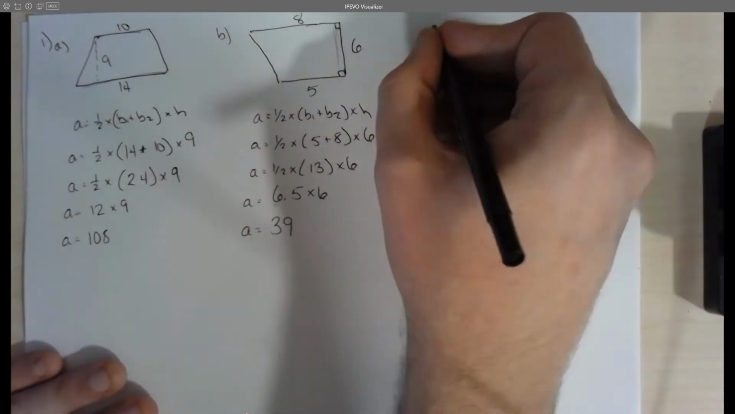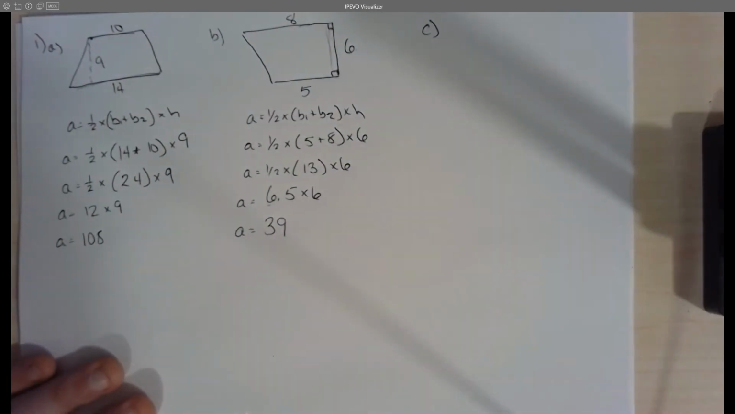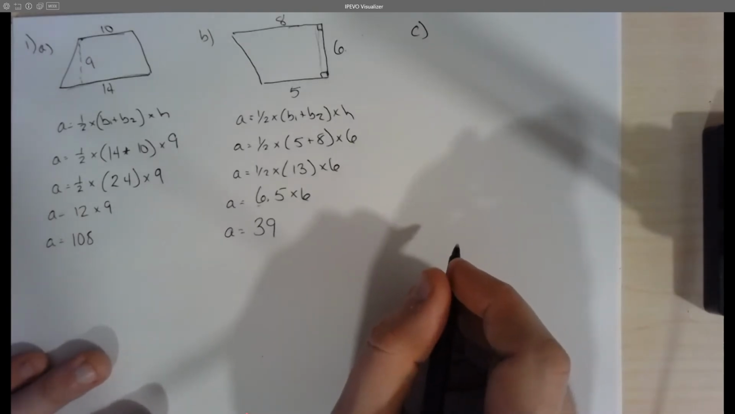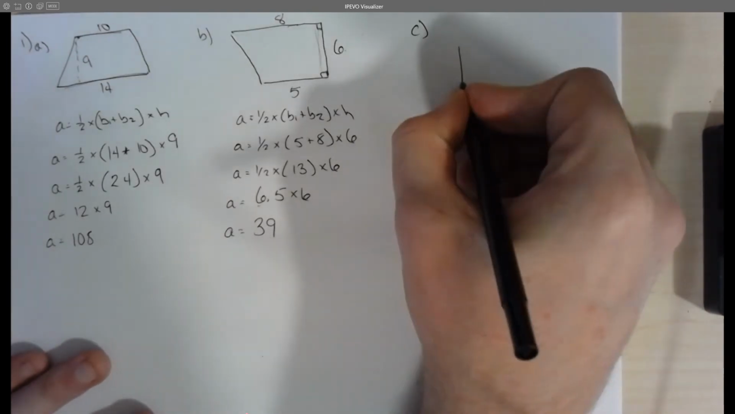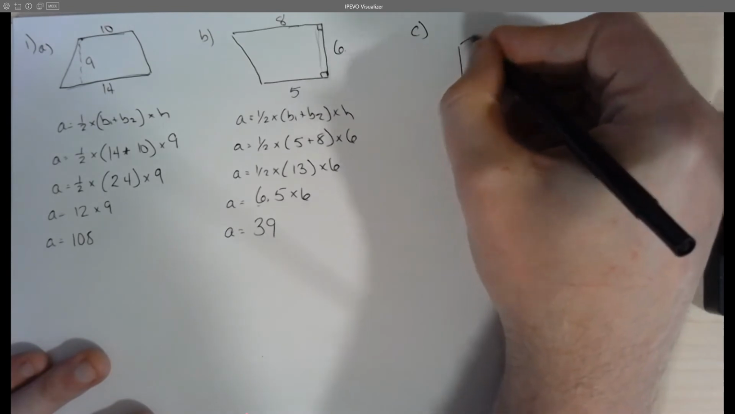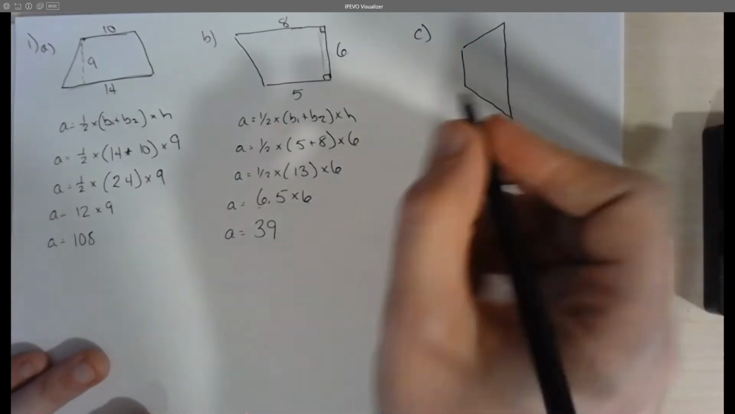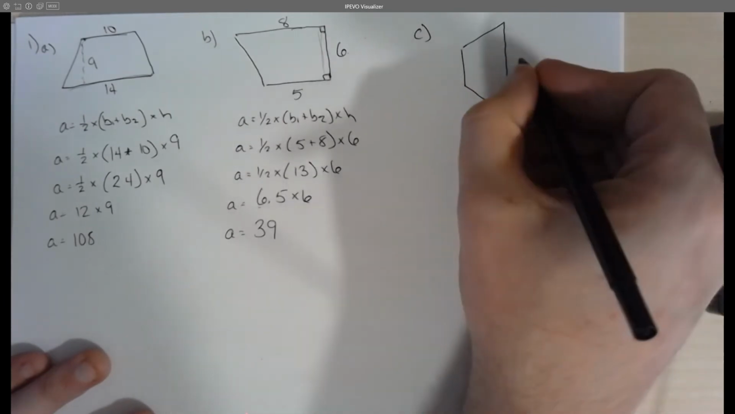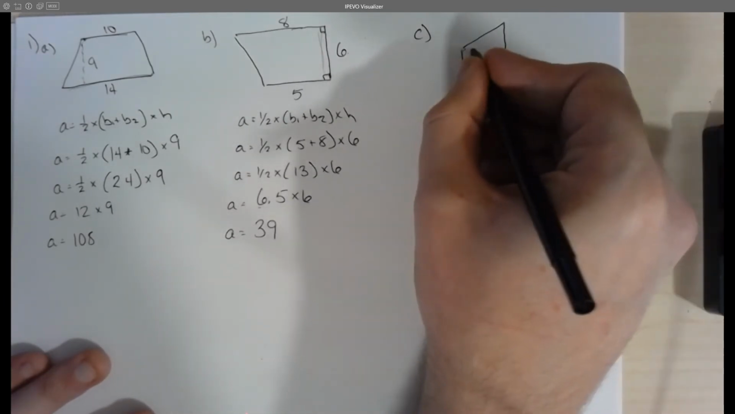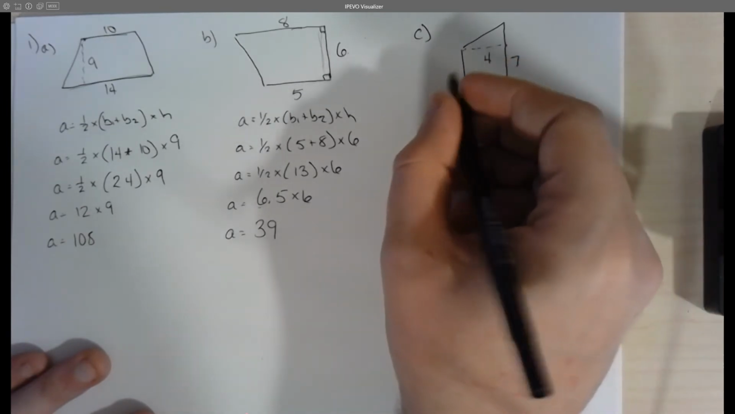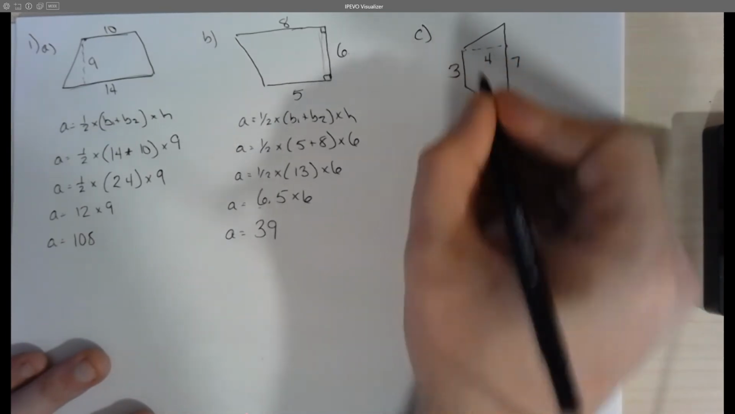In C, it gets not too tricky, but it looks a little bit trickier because it's sideways. If you think of it just as being a sideways trapezoid, or if you kind of rotate your page a little bit, then hopefully it won't seem as tricky. It gives us a base 1 of 7, it gives us a vertical height of 4, and it gives us a base 2 of 3.